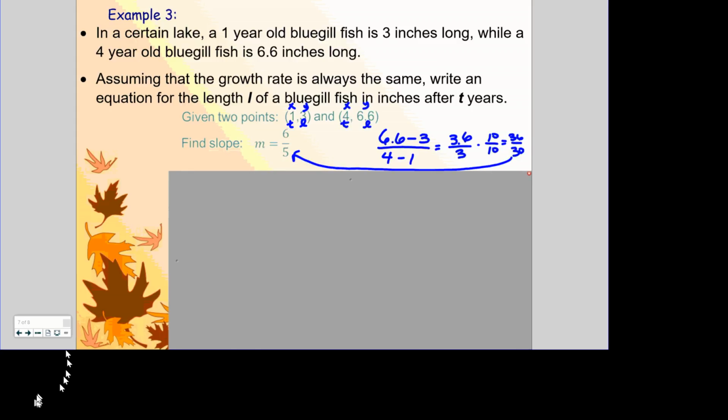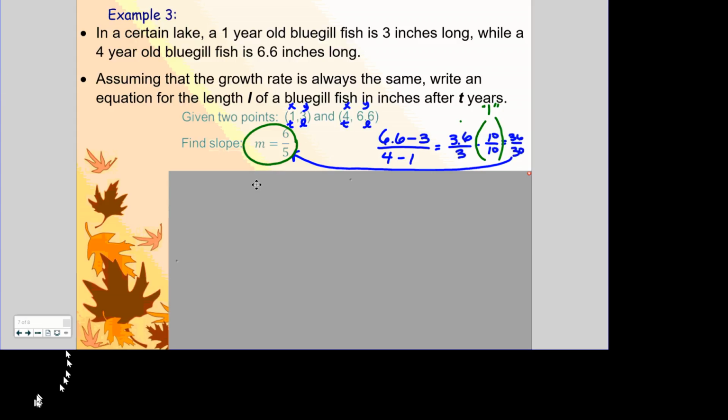Okay, finding your slope. You should have found it to be 6/5. So subtracting your y's in the numerator, subtracting your x's in the denominator leaves you with 3.6 over 3. Multiply that fraction by 10 over 10. Remember, that's really just 1. Anything divided by itself is 1, and anything times itself is 1. That's why we're allowed to do 10 over 10. And that gives us 36/30, which reduces to 6/5.